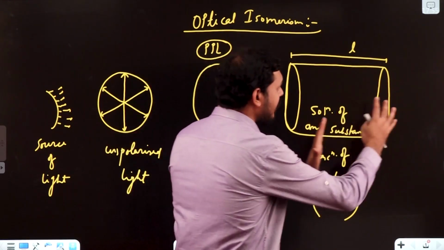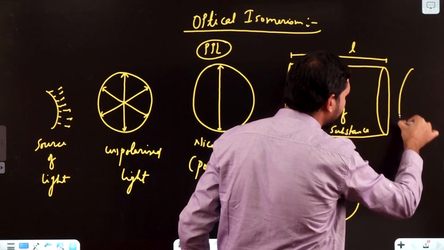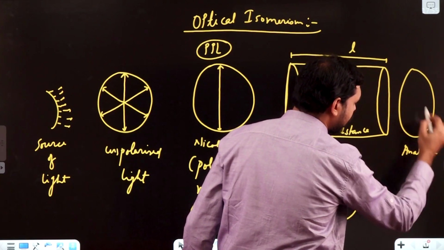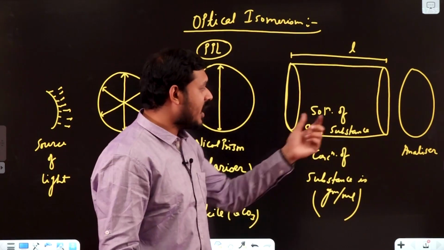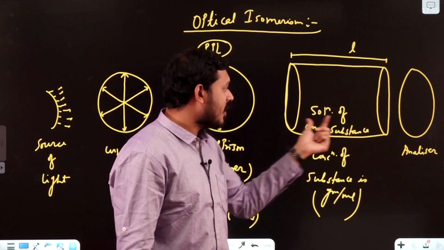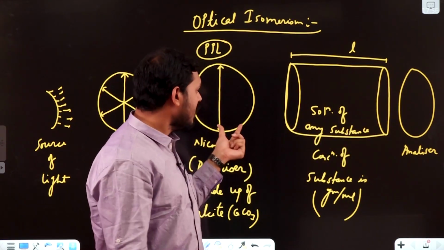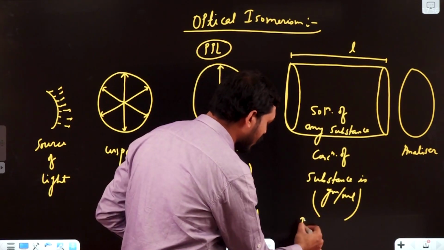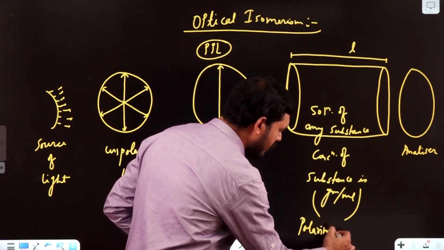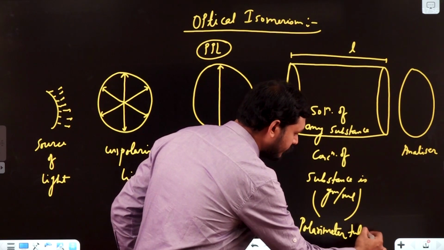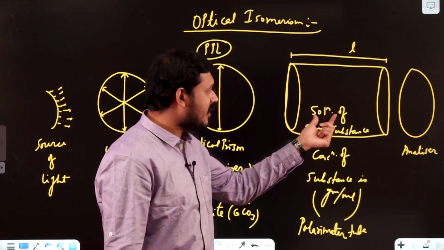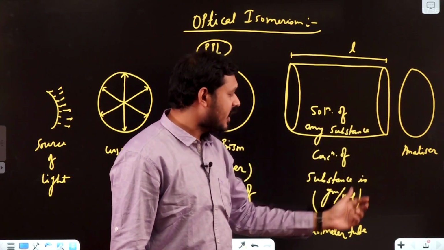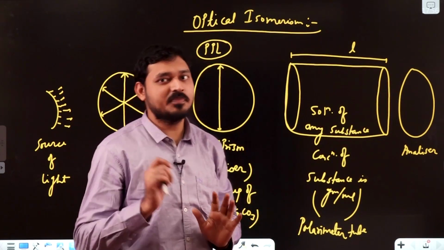So now again we need one analyzer here. See, this is again an analyzer. Analyzer means simply to analyze the light coming out after the PPL has passed through this substance. Okay, this is your polarimeter tube, you can say. Now when light rays come out of this polarimeter tube, it is observed with the help of this analyzer. So there are various possibilities.